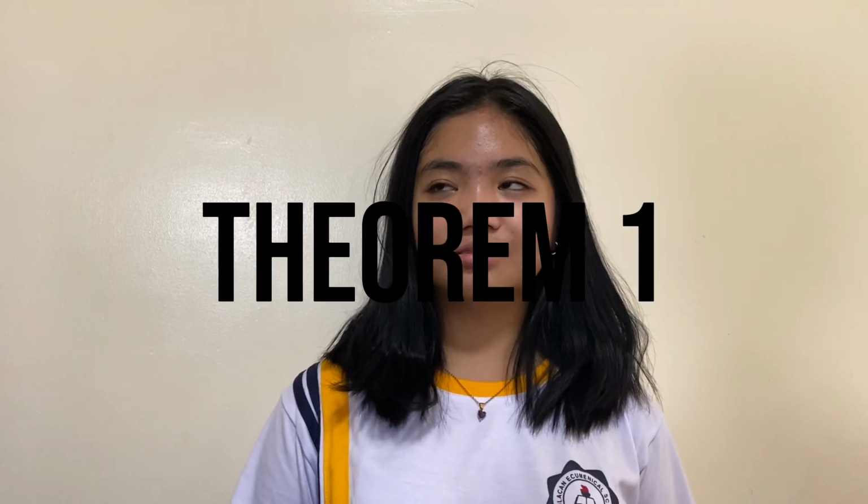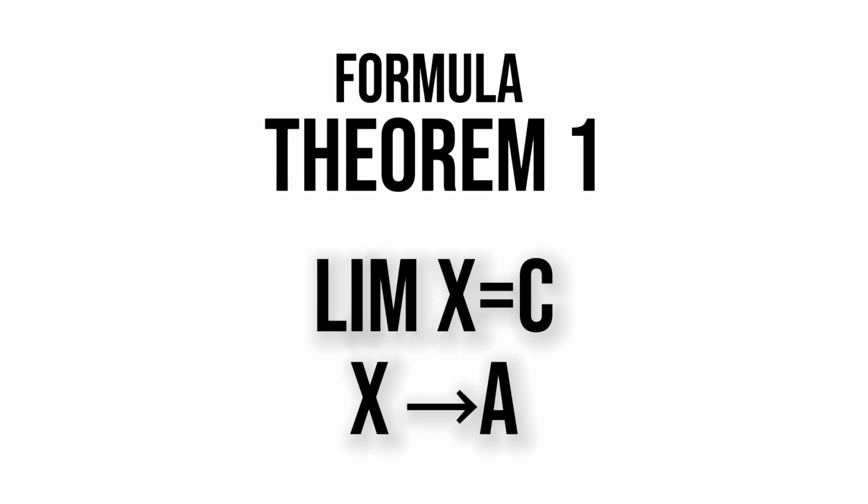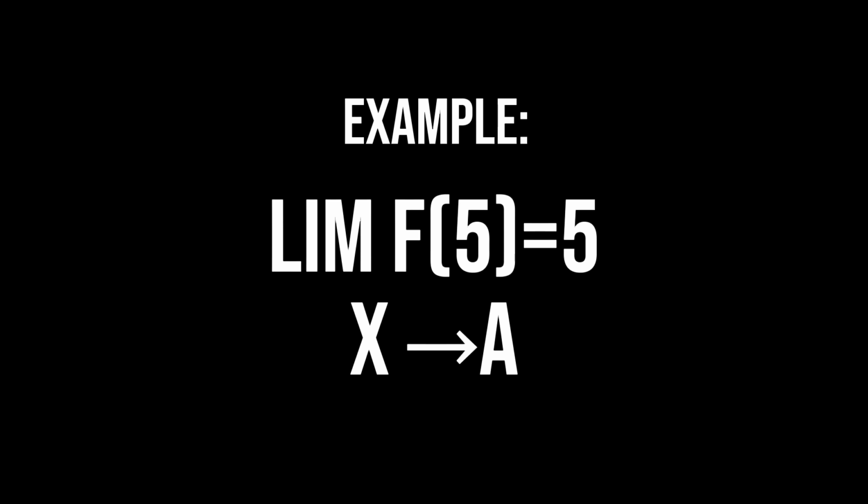Theorem 1. Theorem 1 is the easiest because the limit of a constant times a function is equal to the constant times the limit of the function. Here is the formula: the limit of c as x approaches a is equal to c. Here is an example: the limit of 5 as x approaches a is equal to 5.